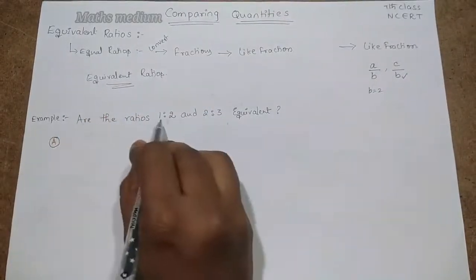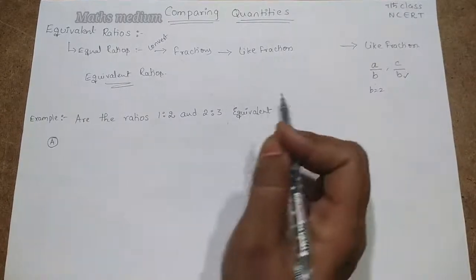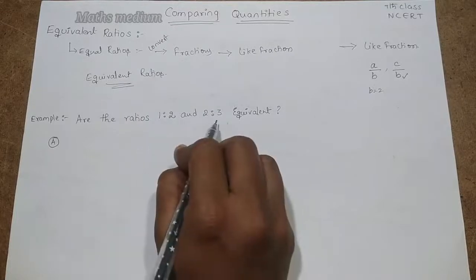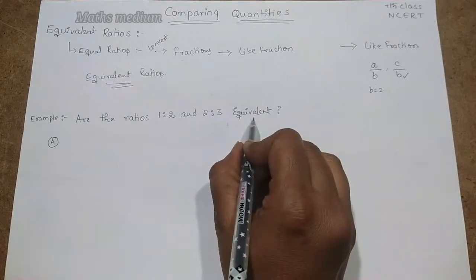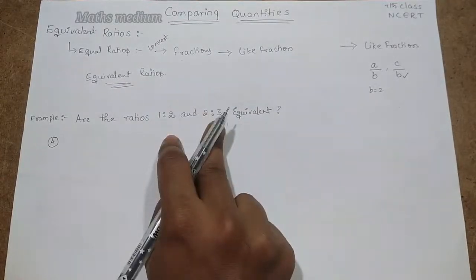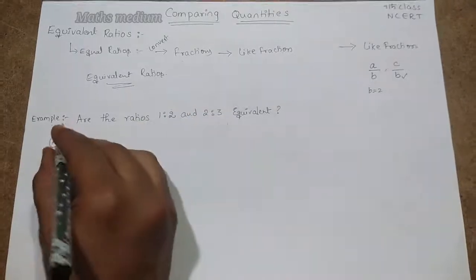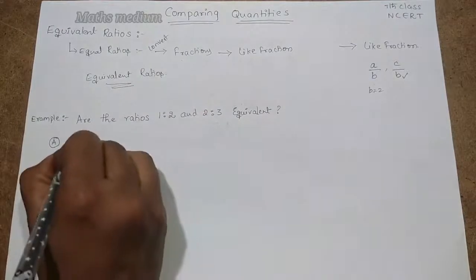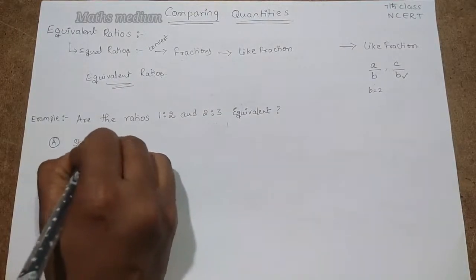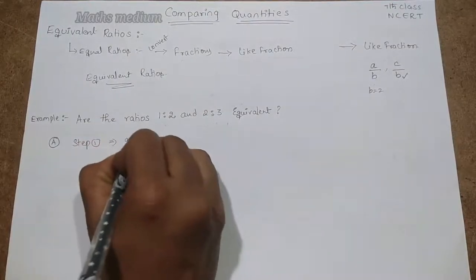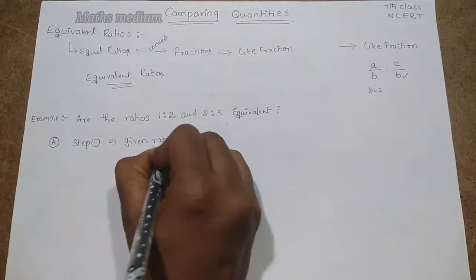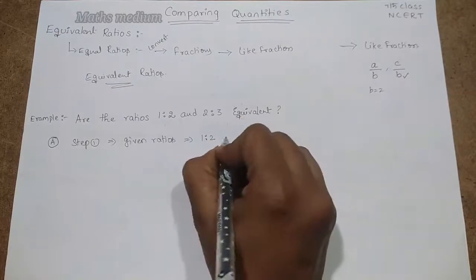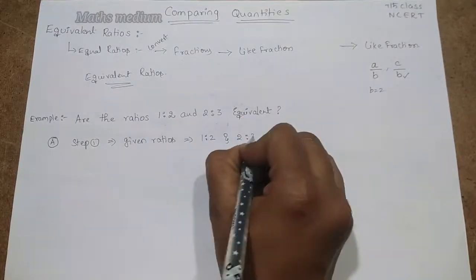Are the ratios 1:2 and 2:3 equivalent? Here two ratios are given. This is the first and this is the second. We have to find the equivalence. It means whether these two ratios are equal or not. Okay, let's start. First of all we have to convert these ratios into fractions, right? So step 1, the given ratios, that is 1:2 and 2:3.